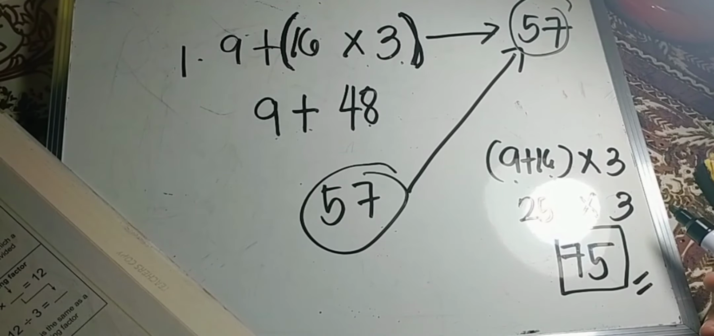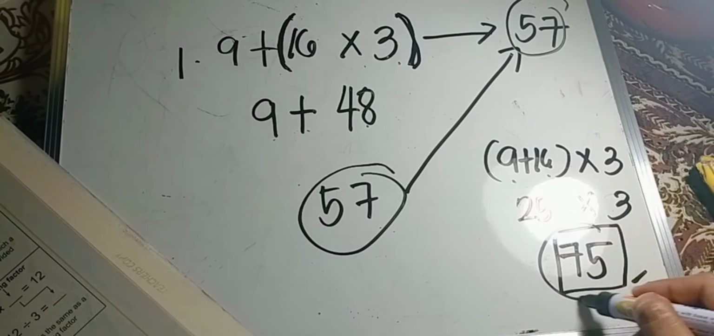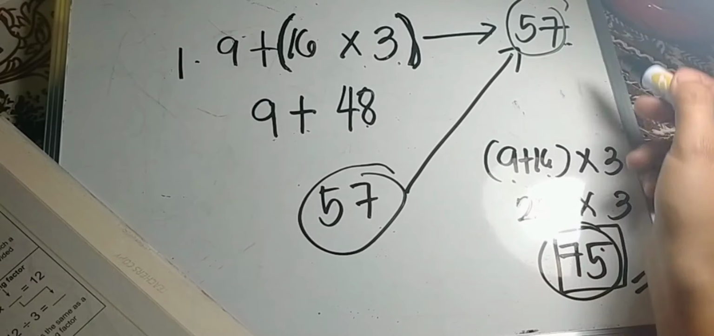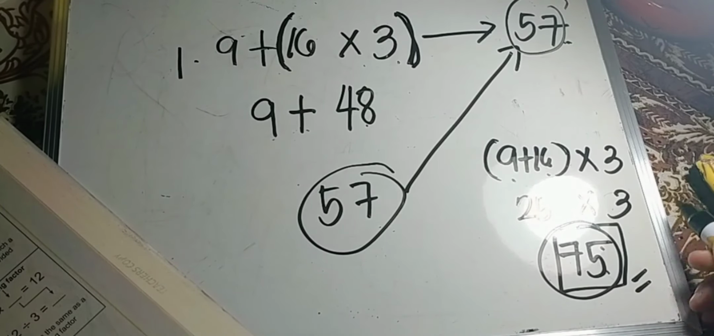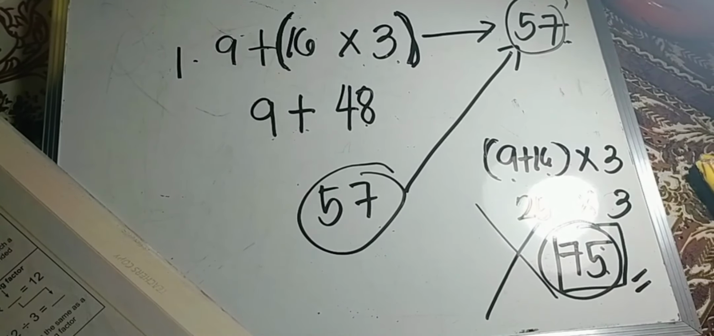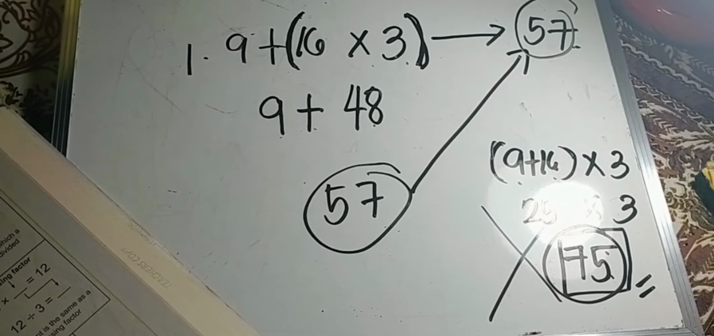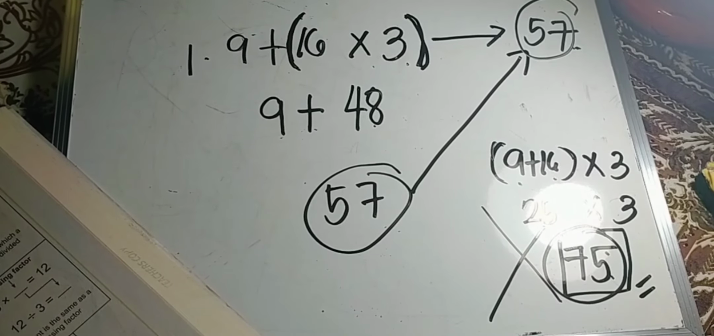Kaya po pina-follow natin yung order of operation, nakakakuha tayo ng sagot pero mali. Kagaya po nito, instead na 57 ang lalabas, dahil mali po ang grouping symbols, 75 po ang lumabas. So, kapag ka ito ang ginawa mo, mali na po ang makukuha mo. Mamamali ka na. Okay, so, yan po ang mga activity natin for this week.